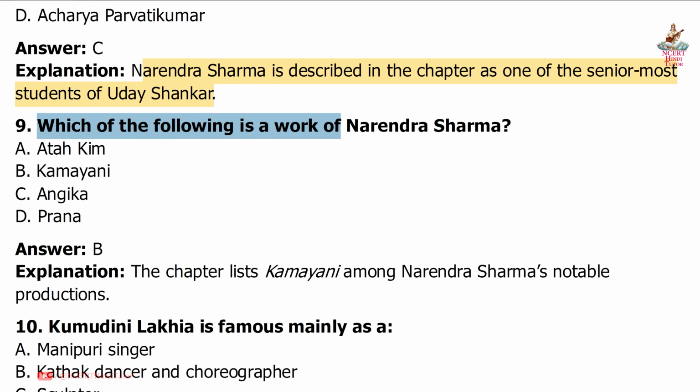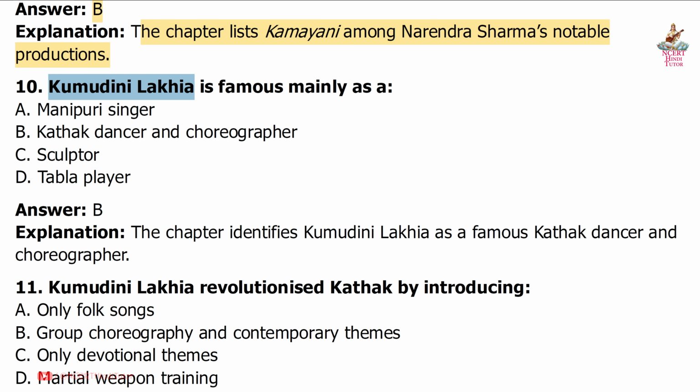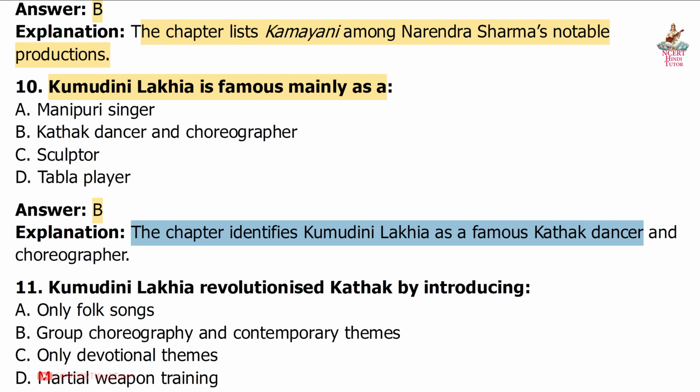9. Which of the following is a work of Narendra Sharma? Answer B. Explanation. The chapter lists Kamayani among Narendra Sharma's notable productions. 10. Kumudini Lakhia is famous mainly as a. Answer B. Explanation. The chapter identifies Kumudini Lakhia as a famous Kathak dancer and choreographer.